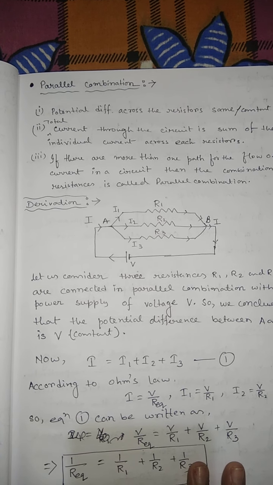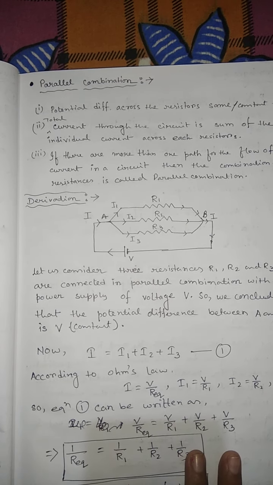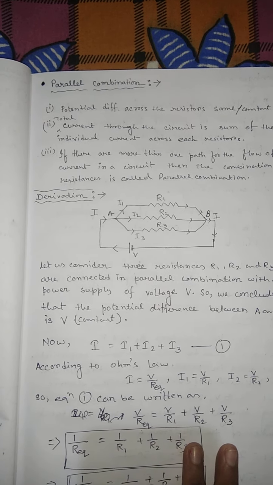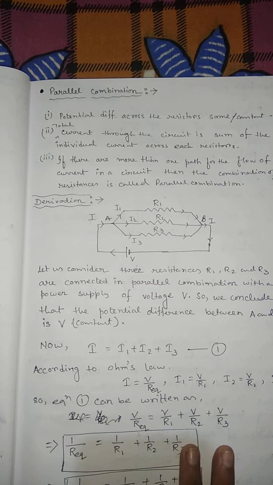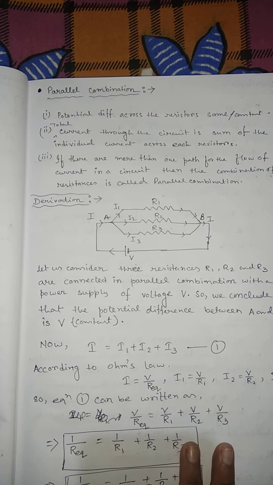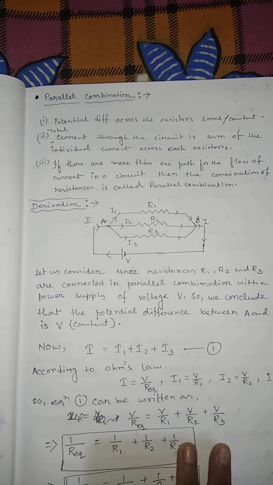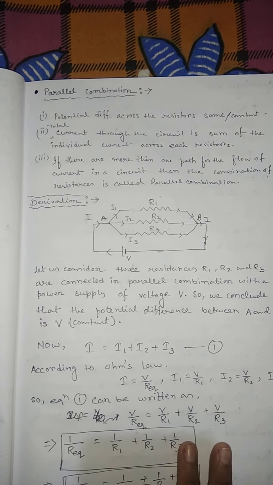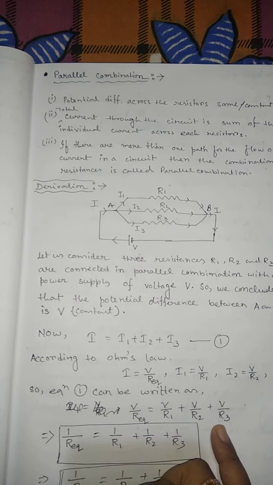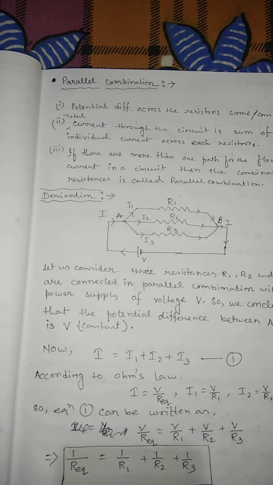In the last class we discussed the series combination and derived the equation for equivalent resistance. We also understood from that derivation that we get the highest resistance when we connect the resistors in series. In series the current remains constant but the voltage across each resistor is different, and the potential difference is equal to the sum of the individual potentials across each resistor. We get the equivalent resistance expression R equivalent equals R1 plus R2 plus R3, and if we have n resistors, then up to Rn.